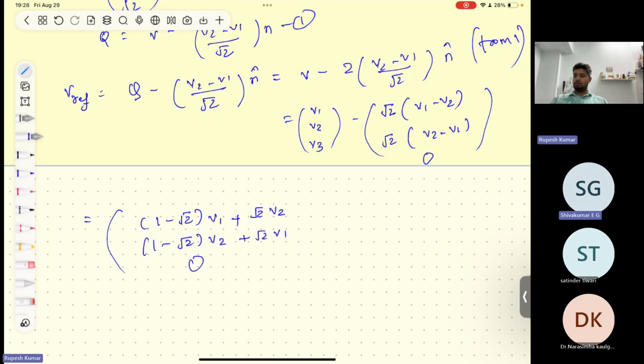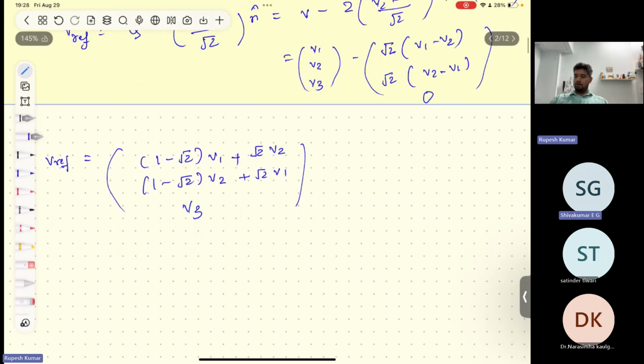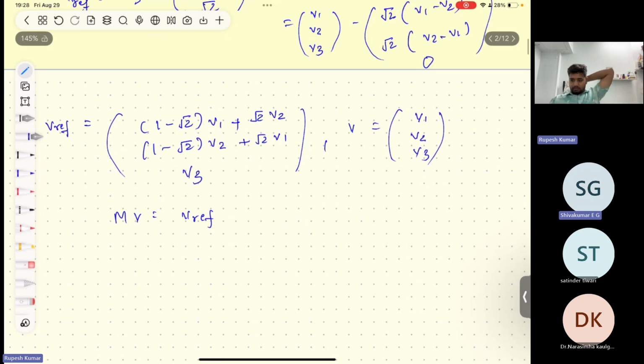And then 0. Oh, sorry. And then v3, right? So this is our reflected vector. Now you had the original vector v, which looks like v1, v2, v3. So what is the matrix such that Mv equals v reflected? Can we figure out the matrix?